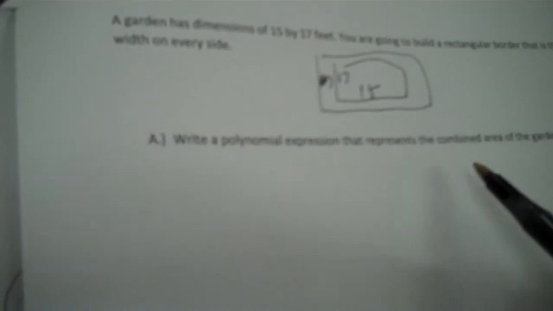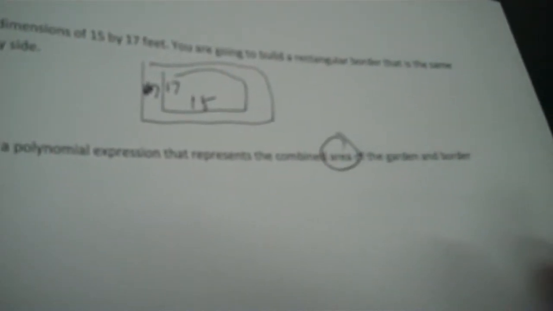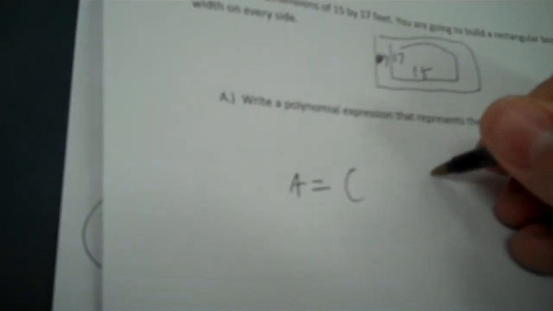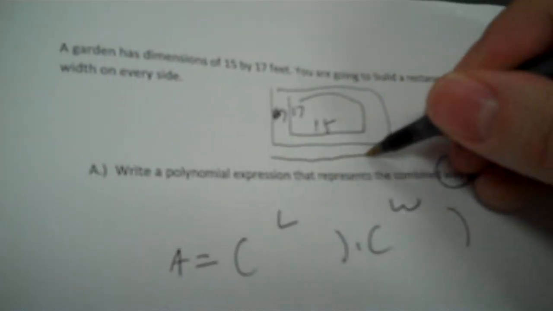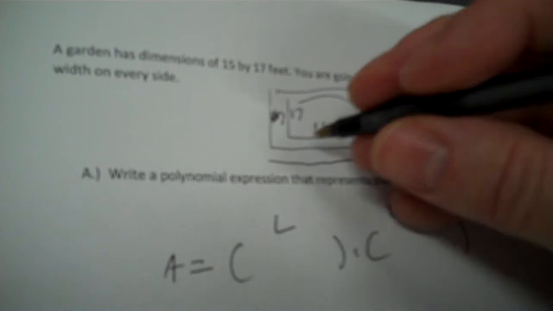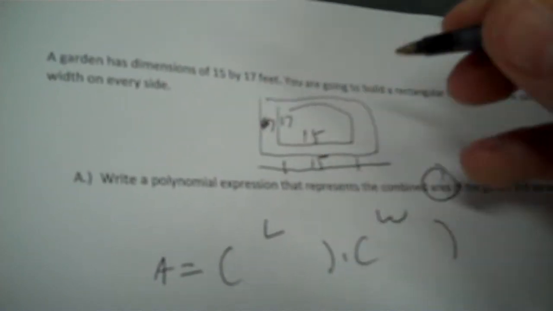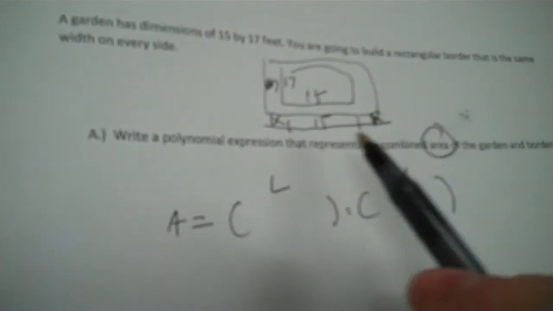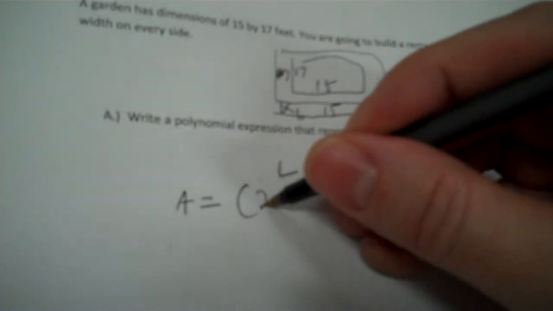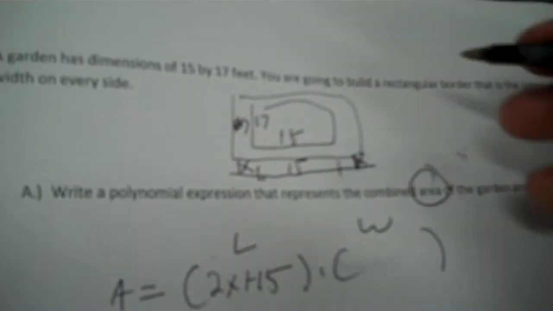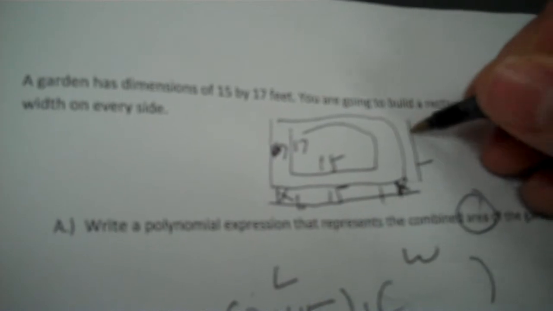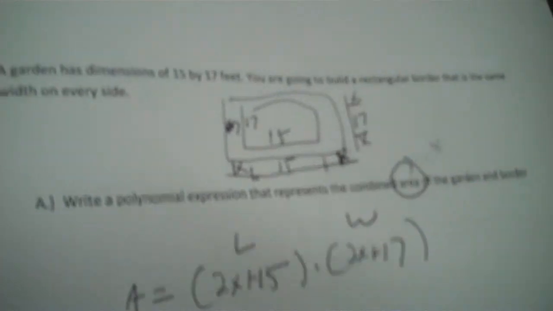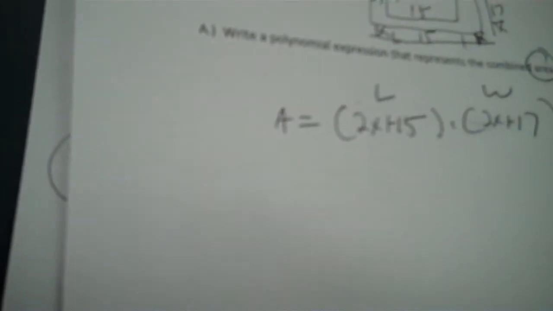So write a polynomial expression that represents the area of the garden and border. So remember, area is two factors, the length multiplied by the width. So here's my length of the whole thing, not just the middle. So you know the inside part's 15, but the outsides we don't have, so they're x's. So I put 1x, 1x. So that's going to be 2x plus 15. Then the width. So from here to here is 17, and that's going to be 2x plus 17. Okay, you need to multiply that out now.